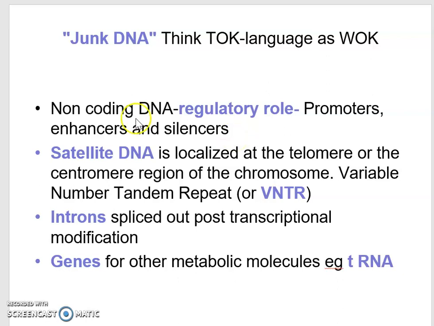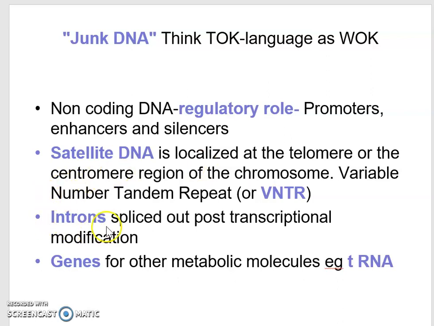Then we've got this idea of satellite DNA, and satellite DNA are regions of DNA which seem to have very, very repeated tandem repeats, and we're going to look at how these variable number of tandem repeats, that's what VNTR regions are, are used in gene profiling. We come back to this again also in Unit 4.